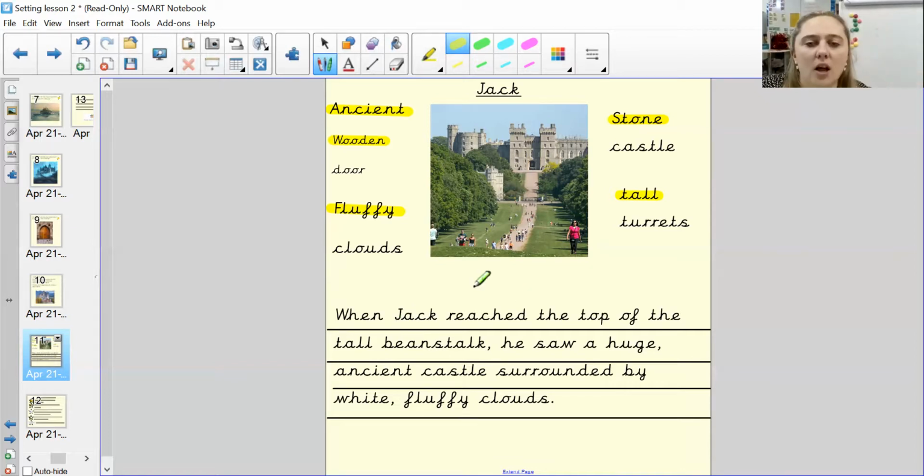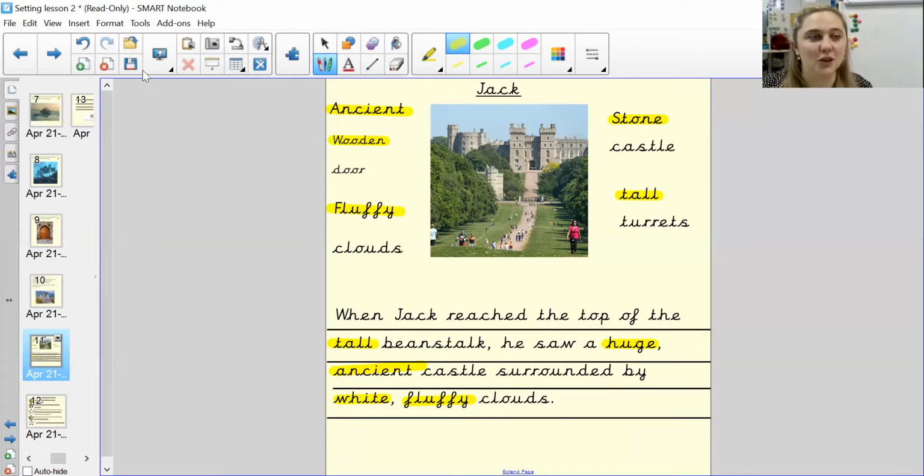I haven't just said, when Jack reached the top of the beanstalk, he saw a castle surrounded by clouds, because that's a bit boring, isn't it? I've said, when Jack reached the top of the tall beanstalk, he saw a huge, ancient castle surrounded by white, fluffy clouds. You see how many adjectives I added to my sentence to make it exciting? I think I've done a pretty good job there.